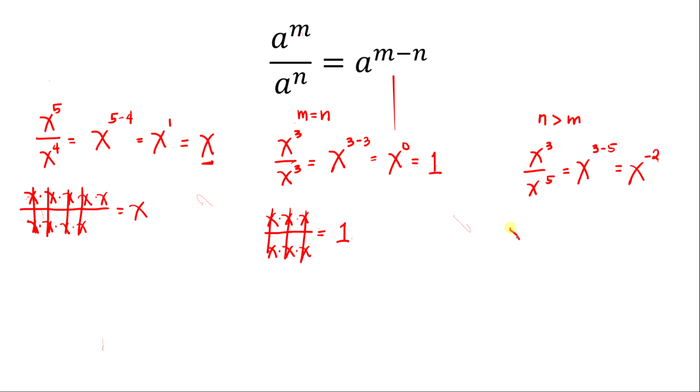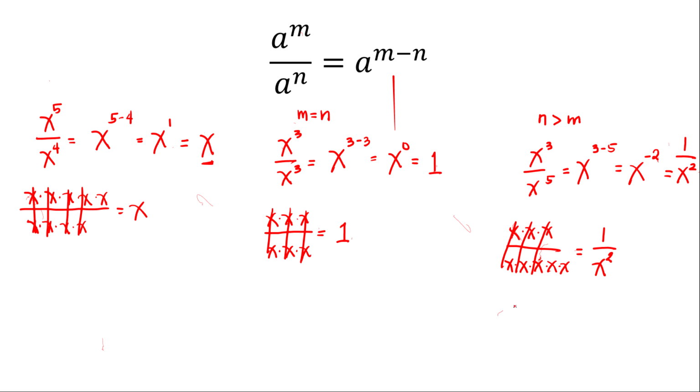So, expand natin. Multiplying x times x times x over x times x times x times x times x. And then we are going to cancel out 3 pairs. Sa taas, wala nang natira except for 1. And then sa baba, we have x times x, which is x squared. So from this scenario, we can say that x raised to negative 2 is 1 over x squared. We just get its reciprocal para ma-eliminate natin yung negative sign doon sa exponent.